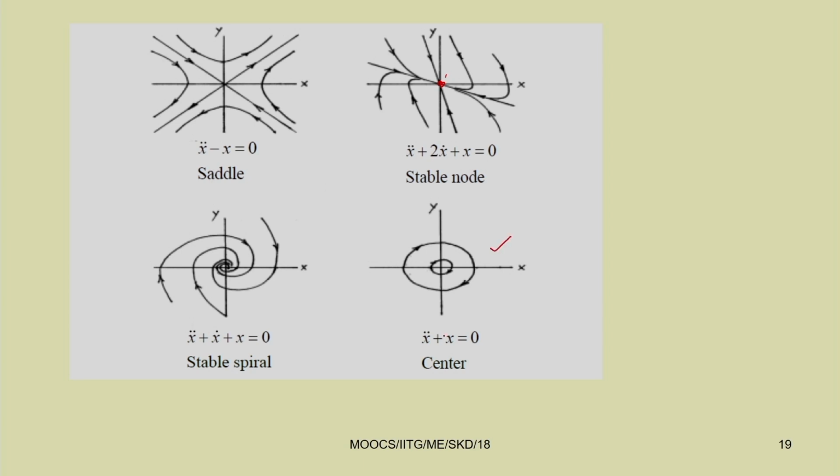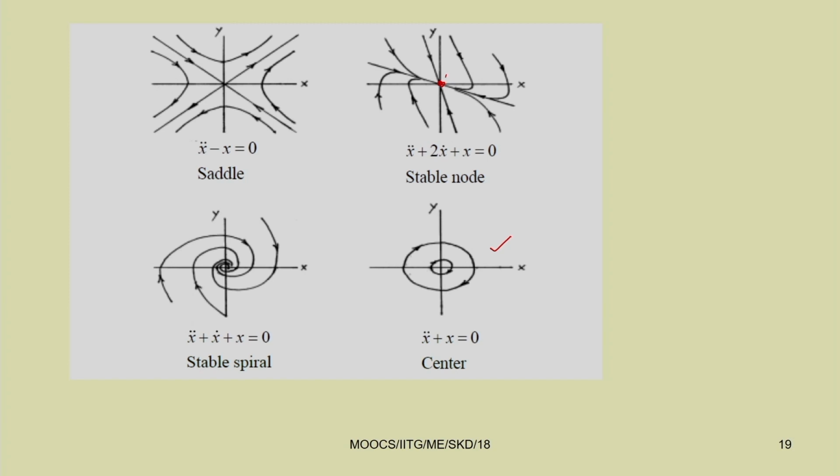In this case x double dot plus x equal to 0. So the auxiliary equation gives d square equal to minus 1, so d equal to plus minus i. The solution becomes a cos omega t plus b sin omega t, where omega equal to 1 in this case.